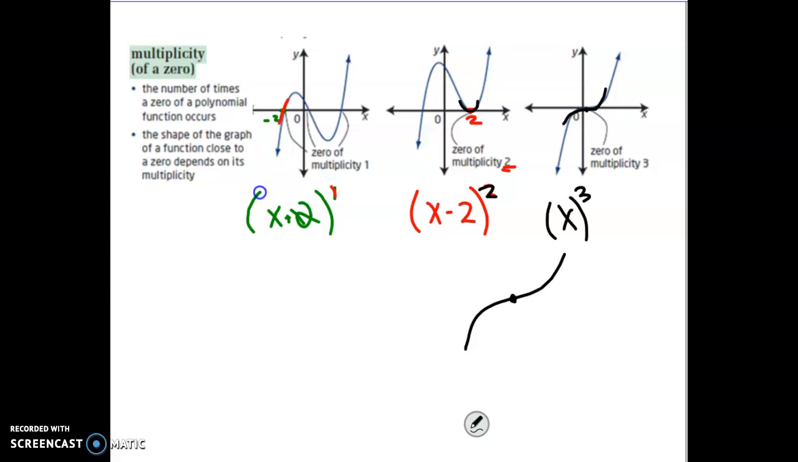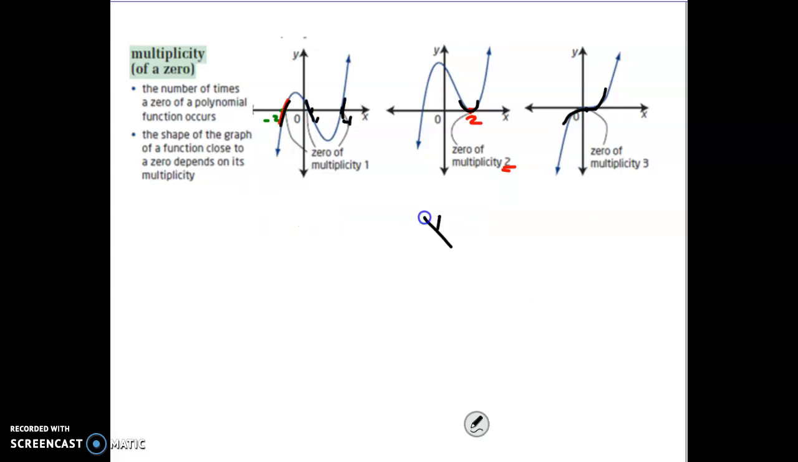Now, if you had a multiplicity of 4, which one do you think it would look like? So power of 4, since it's even, would act like a parabola. If you had something to the power of 5, it would act like the cubic function and make that little tangent 2 before crossing through. Okay, so that should be the final piece in order to graph these.